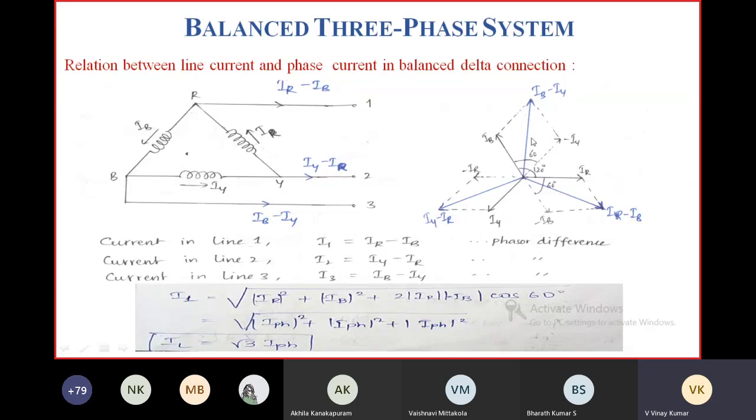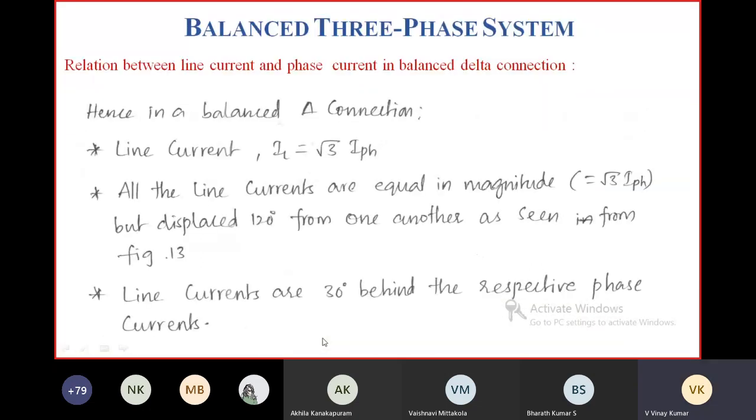After drawing the phasor diagram, you will come to know that IL is equal to root 3 I phase. Whereas in case of star connection, VL is equal to root 3 V phase. In case of delta connection, IL is equal to root 3 into I phase. So in delta connection, IL is equal to root 3 I phase. This is magnitude only.